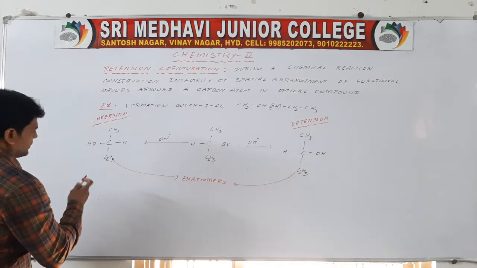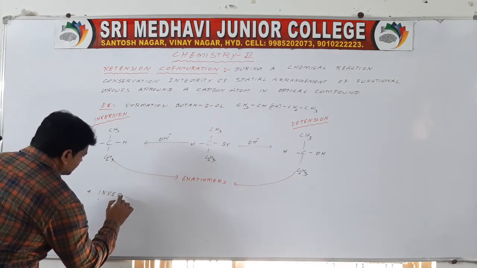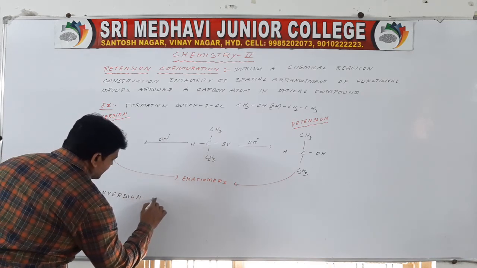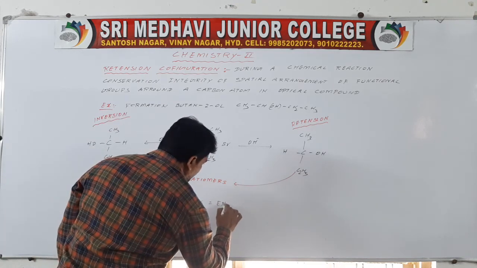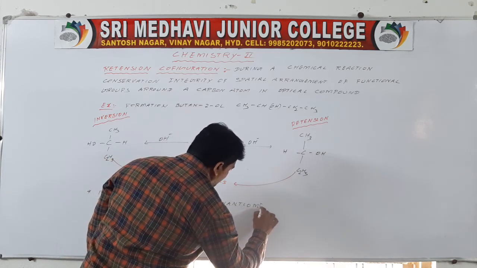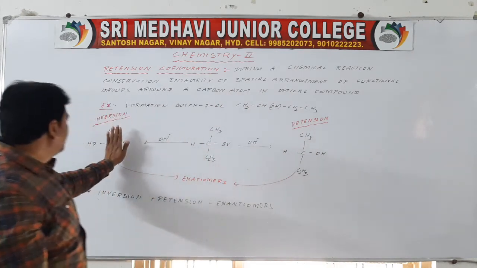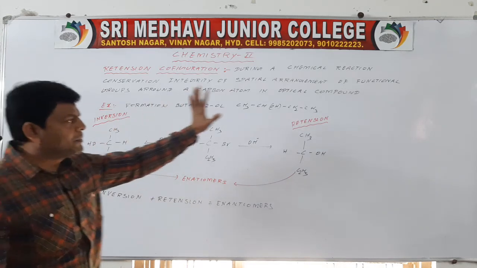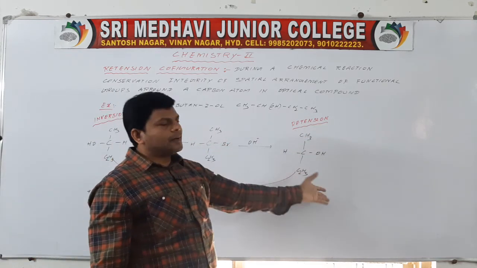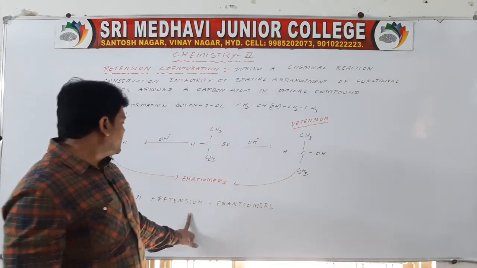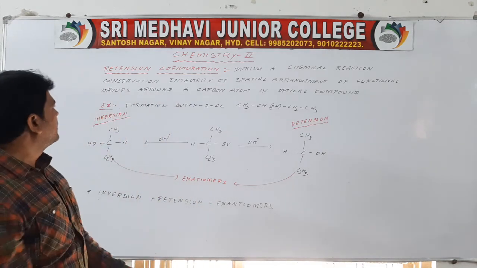Now you have to know: inversion plus retention is equal to enantiomers. Understand? Here the integrity is retained. Here the integrity of the compound will change. So it is inversion, and it is retention. The mixture of inversion plus retention is enantiomers. Understand? So this is briefly retention.